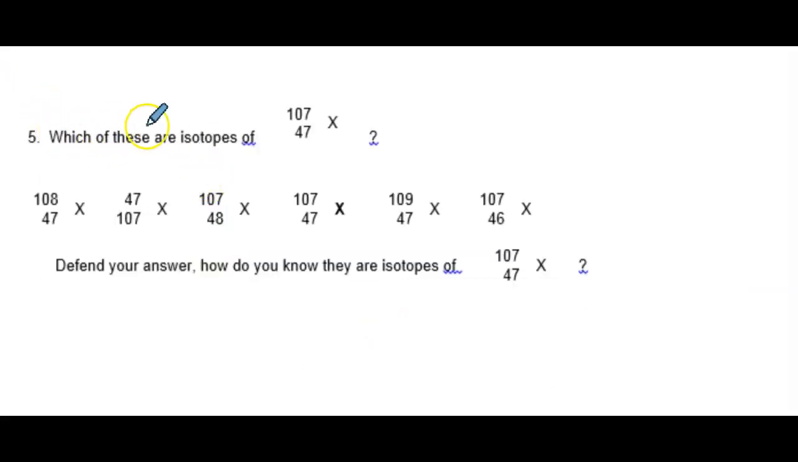For question 5, which of these are isotopes of this? So this is your one, then you're going to decide if they're an isotope. You're going to circle them. And then you're going to defend your answer. How do you know the ones you circled were isotopes? So here's the one you're saying, is this an isotope? Yes or no, circle it if it is, and then define how you know the ones that were are.